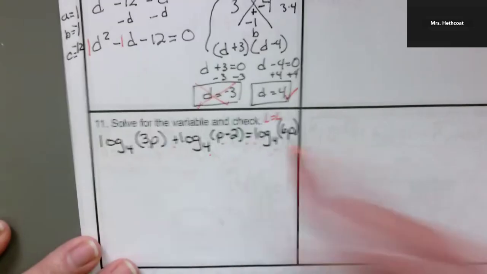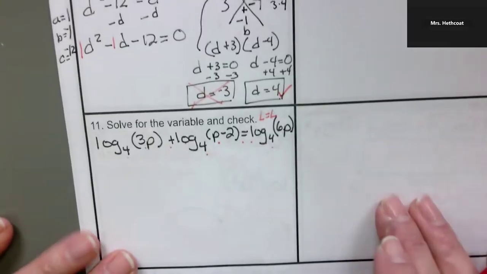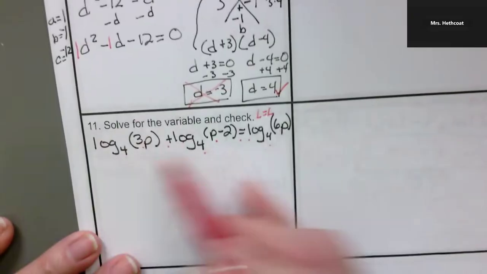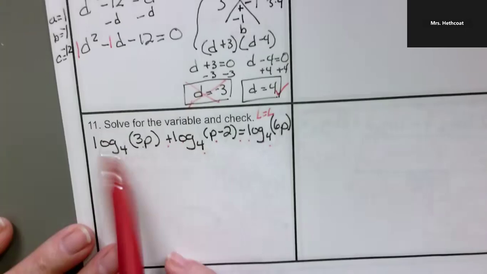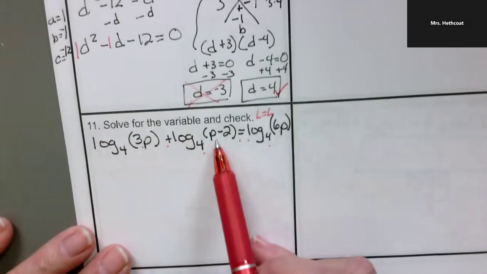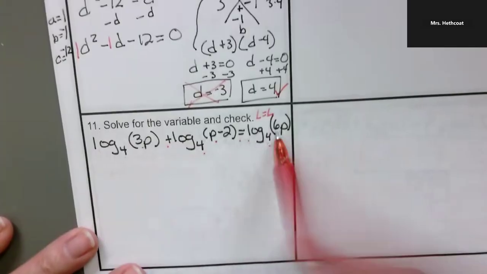Notice this empty spot here. It messes with my head a little bit. So I am thinking of giving you a bonus point where you have to read a problem like this to me. So you might want to practice that. Log base 4 of 3p plus log base 4 of p minus 2, the quantity of that, equals log base 4 of 6p.